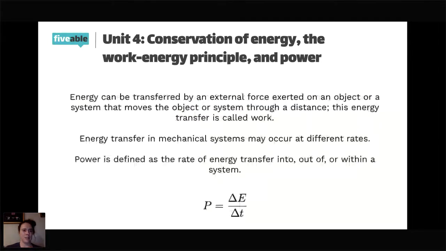And last but not least, energy can be transferred by an external force exerted on an object or system that moves the object or system through a distance, which is doing work. And energy transfer in mechanical systems can occur at different rates. So you can do it fast, you can do it slow. And we call that power. So power is defined as the rate of energy transfer into, out of, or within a system. And that's your energy change divided by time.